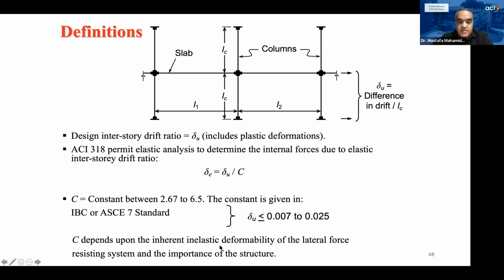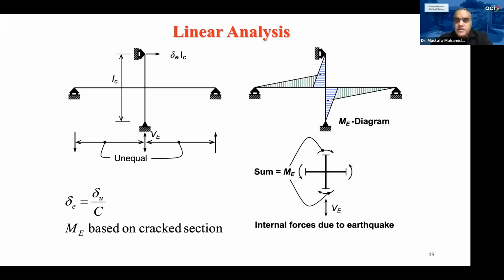C depends on the inherent elastic deformability of the lateral force resisting system. Okay, it depends on how detailed the system is for ductility. If it's highly ductile, then the drift limit is higher. If it's not, then the drift limit is less. So we do linear analysis, as we all know. We get the moment diagrams, we get the elastic analysis. So ME, the moment due to earthquake, is based on the cracked sections.